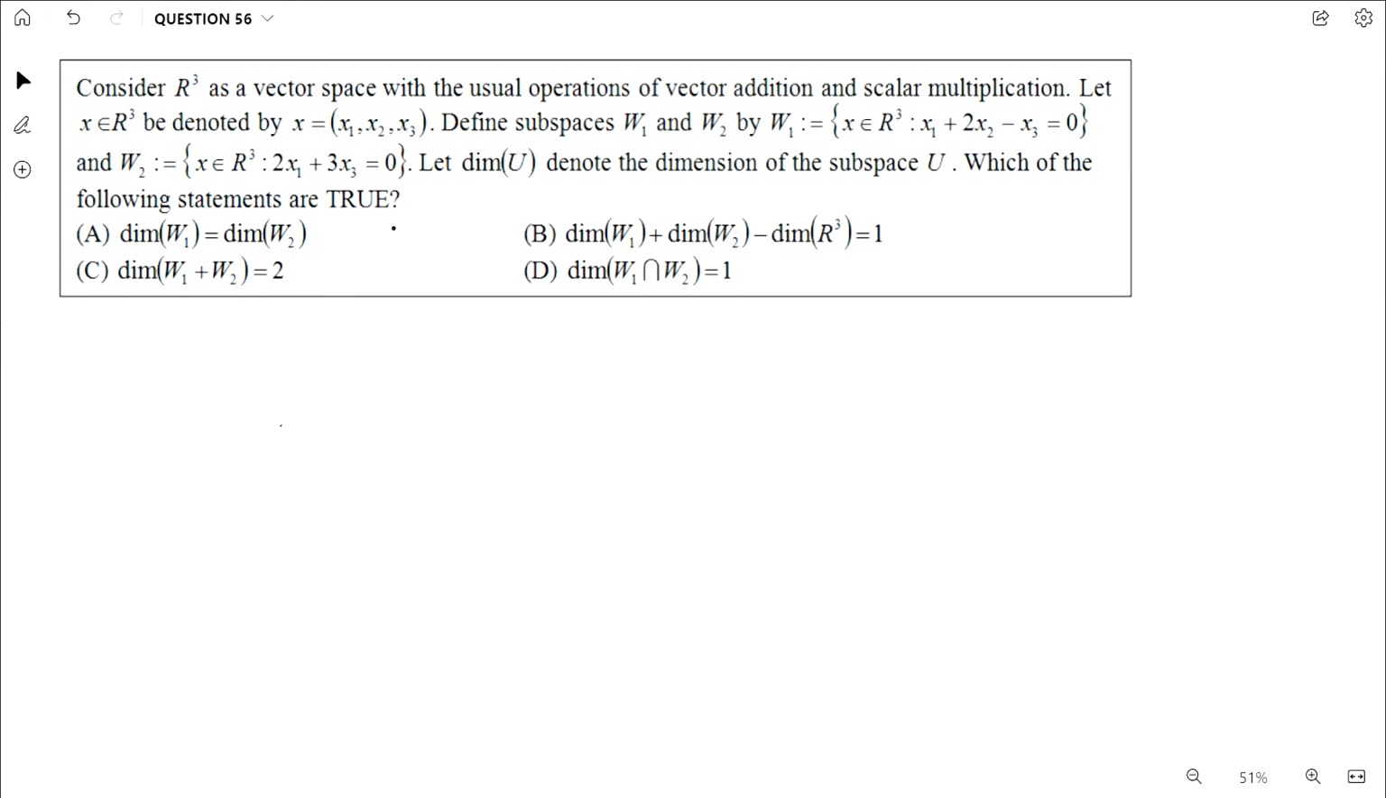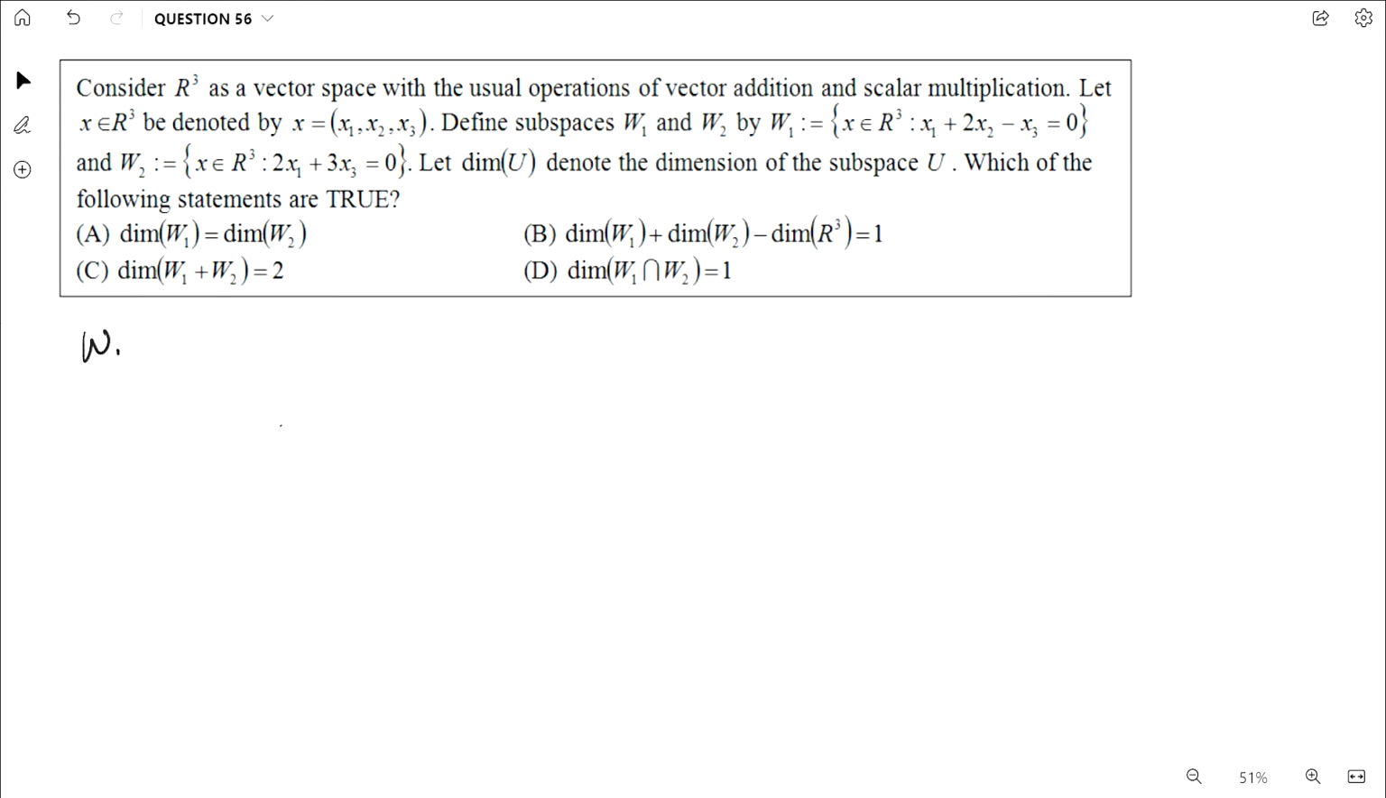So this is a multiple select question. It means that more than one option can be true. So we have to find out exactly which statements are true. So let's get started on this. The first option is dimension of W1 is equal to dimension of W2. So let's find out the dimension of both the vector subspaces first.